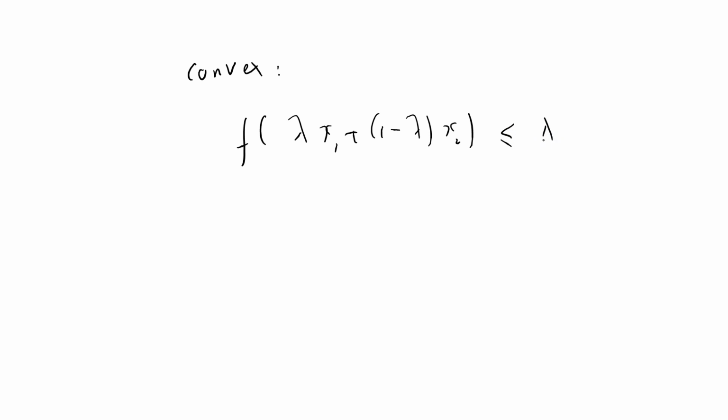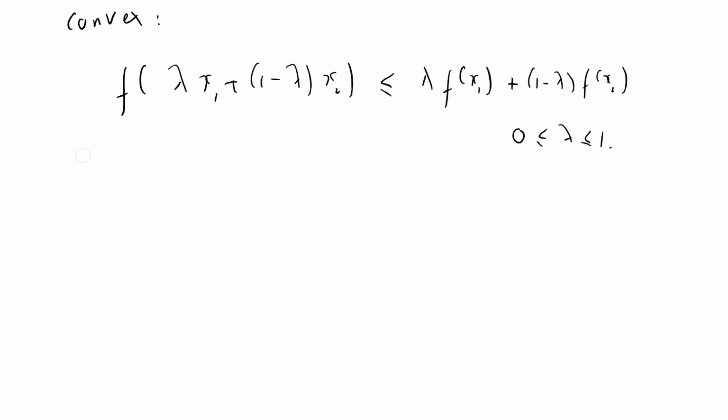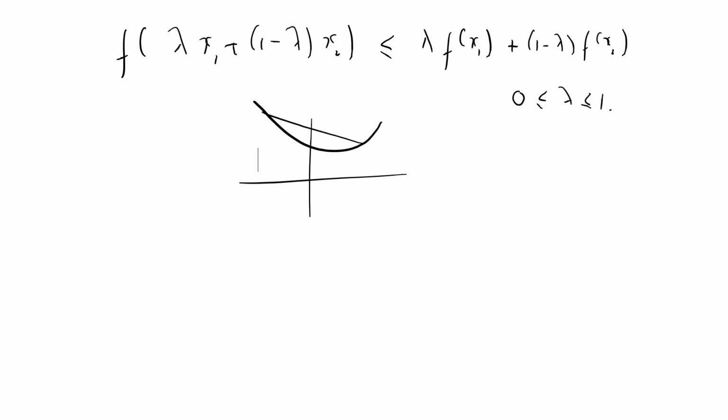Okay, so we've got our definition of convex function. F is convex if f of lambda x1 plus 1 minus lambda x2 is less than or equal to lambda f of x1 plus 1 minus lambda f of x2, provided that lambda is between 0 and 1. Yeah, you write that, but you always think that. So I'm just going to rewrite this.